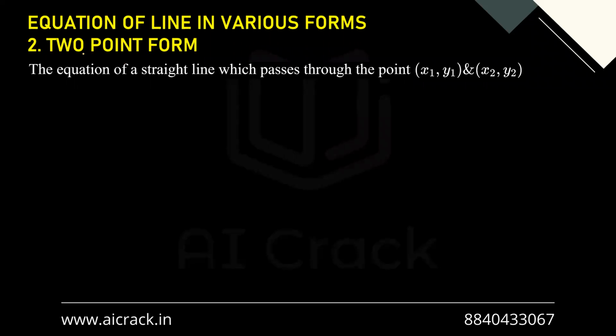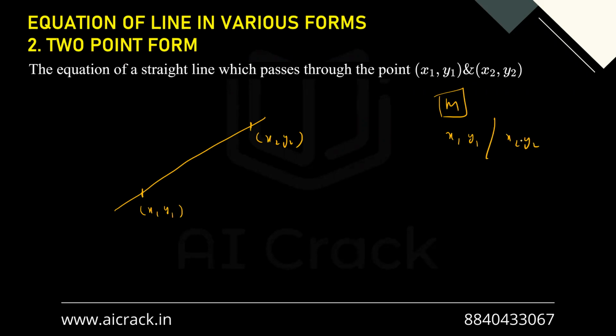Now the second form is 2 point form. Now again, let's say we have this line and we have this point x1, y1, and we have this point x2, y2. Now the basic thought process should be I need a slope and I need a given point. Let's say x1, y1 or x2, y2, whichever you prefer. So we don't have slope over here, but we have 2 points. So with the help of 2 points, we can actually calculate the slope, right? So in that case, m would be y2 minus y1 divided by x2 minus x1. So this is our slope.